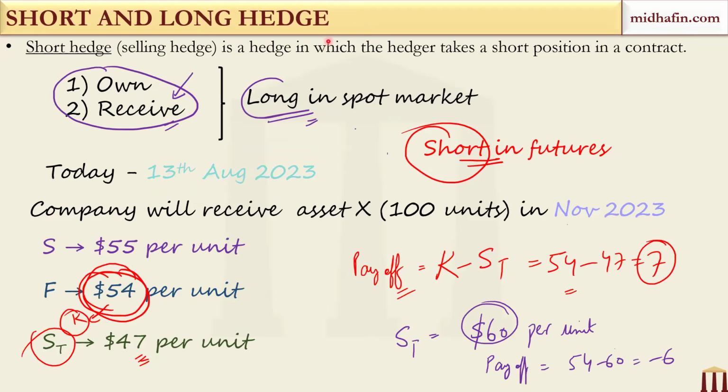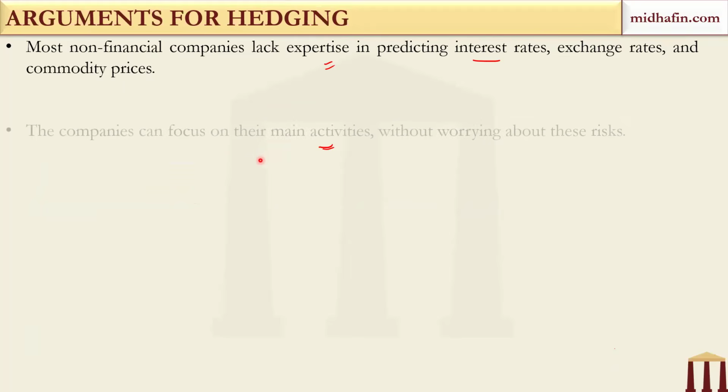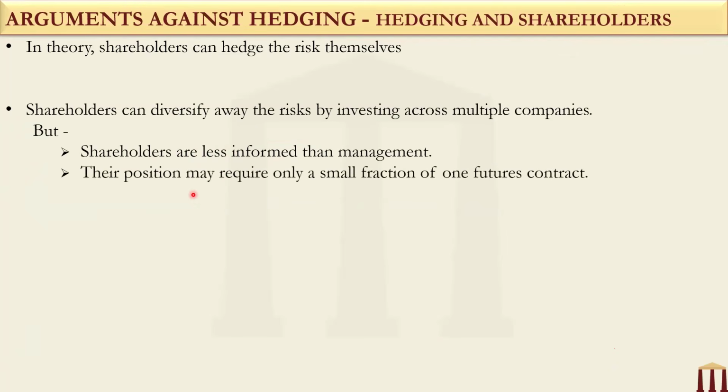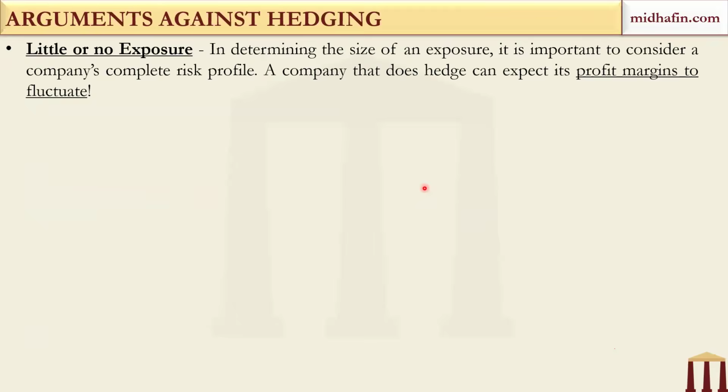Got it? Okay, so as I said, there is a counter argument that shareholders are less informed than the management, and the position may require only a small fraction of one futures contract, which might not be available. Then there is another argument against hedging. It is about the variability of profit margin, especially when hedging is not a norm in a certain industry.